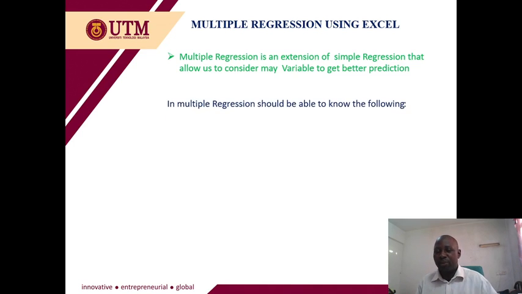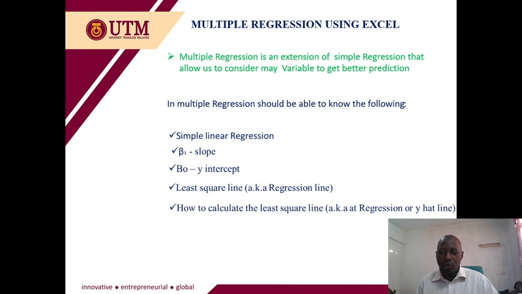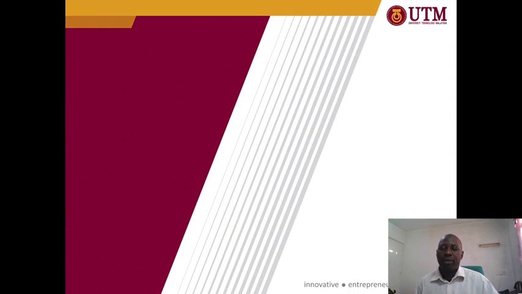Before we can proceed, there are some things that we need to understand before you can use multiple regression: simple linear regression, the slope, the y-intercept, and the least squares regression line; how to calculate the least squares regression line; R squared, the coefficient of determination; R, the correlation coefficient; and lastly the hypothesis test for B1.